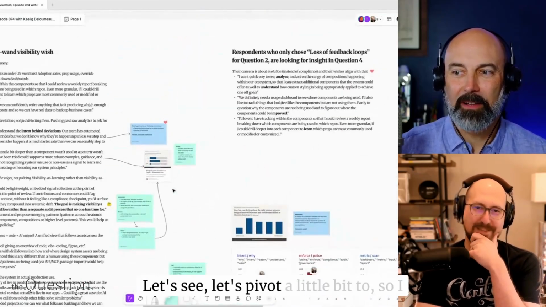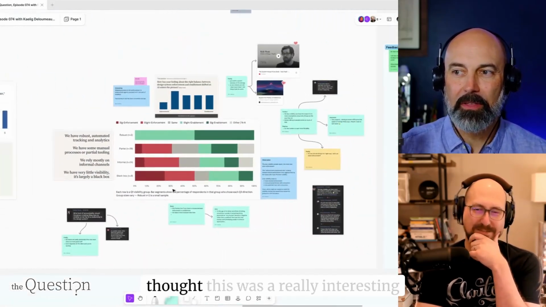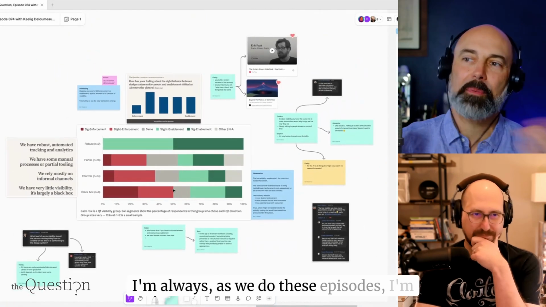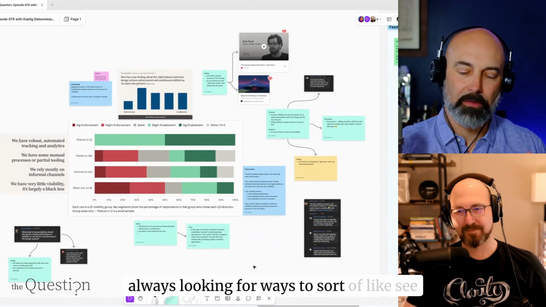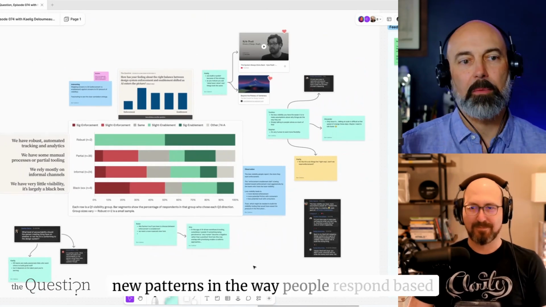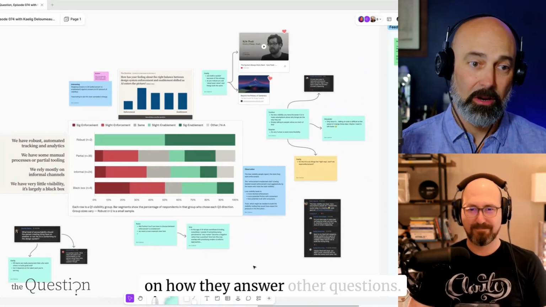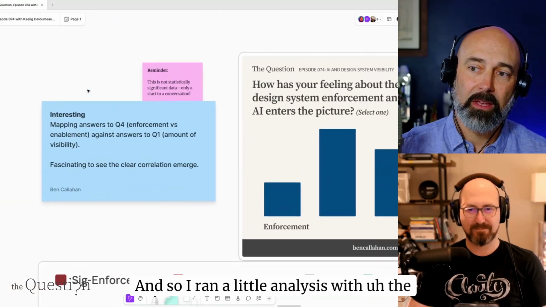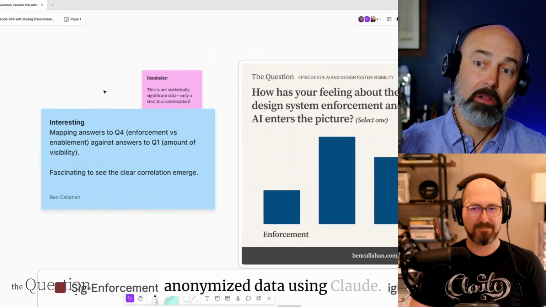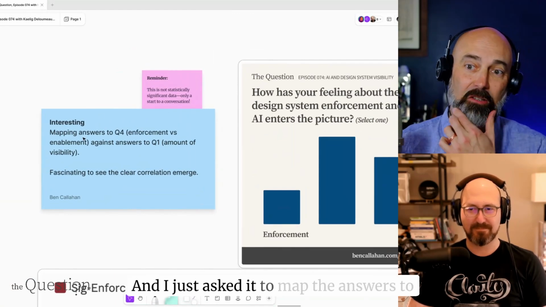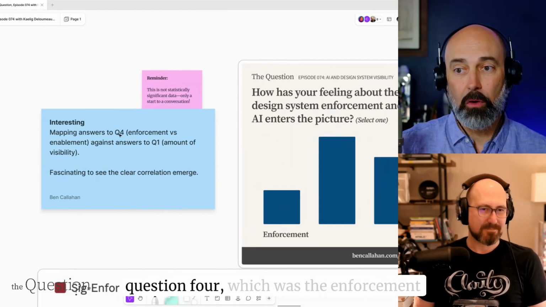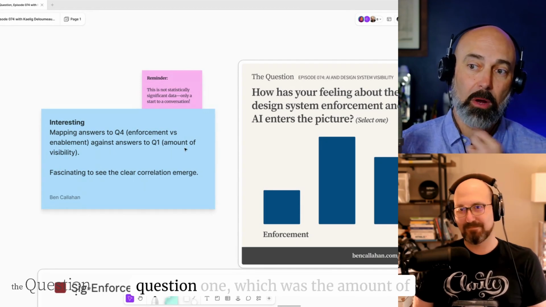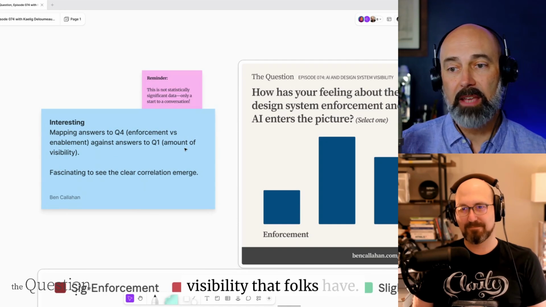Let's pivot a little bit. So I thought this was a really interesting correlation. As we do these episodes, I'm always looking for ways to see new patterns in the way people respond based on how they answer other questions. And so I ran a little analysis with the anonymized data using Claude. And I just asked it to map the answers to question 4, which was the enforcement versus enablement, against the answers to question 1, which was the amount of visibility that folks have.